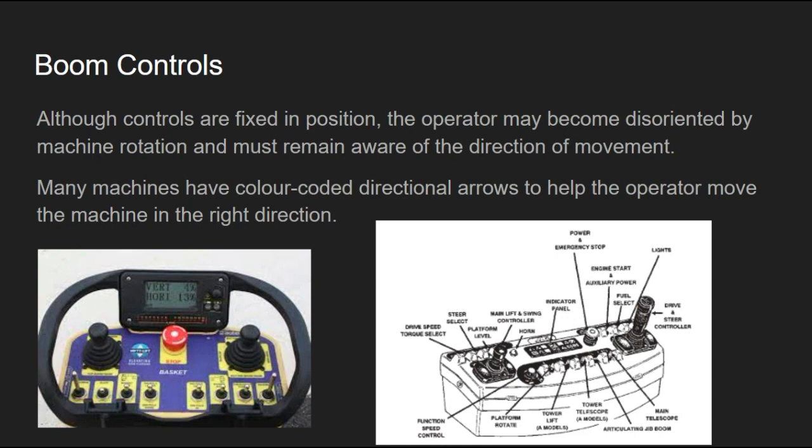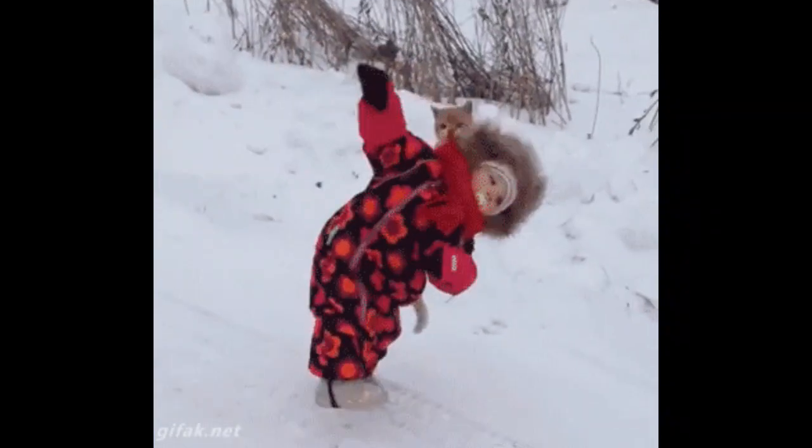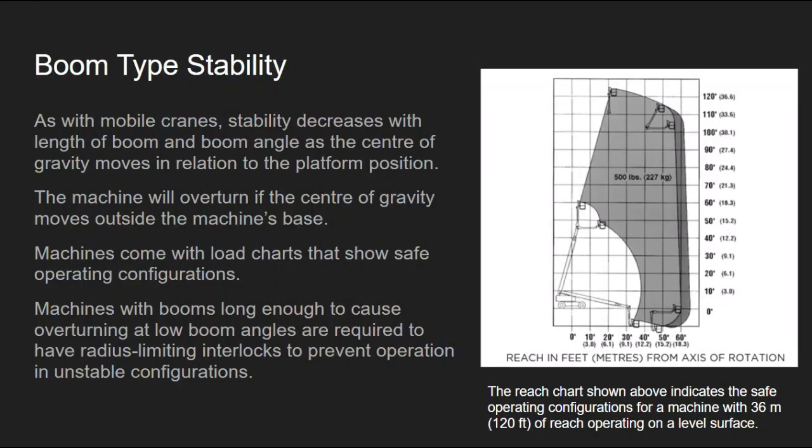Although the controls are in a fixed position, you can become disoriented by the machine rotation, but you must be aware of the direction of the movement. Many machines have color-coded directional arrows to help you move the machine in the right direction. Warning, really pay attention here. Really know this stuff. The smallest movement can have the biggest impacts.